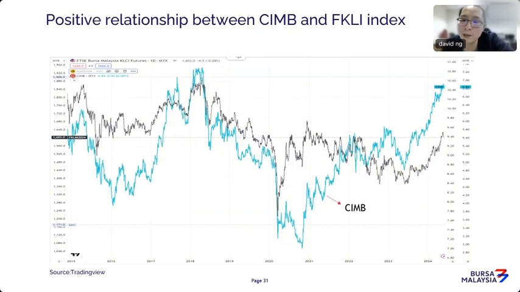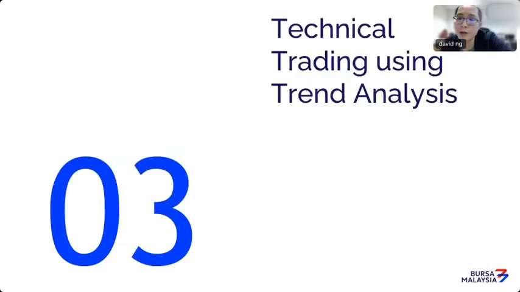This is for CIMB. I think the banking sector generally has a very heavy weightage on the KLCI index constituents. So if you really want to see how resilient the KLCI index is, do look at the constituent counters especially. The banking sector carries a bit of heavy weight when it comes to the reflection in the index itself. So, going to the third part of the webinar, looking into technical.